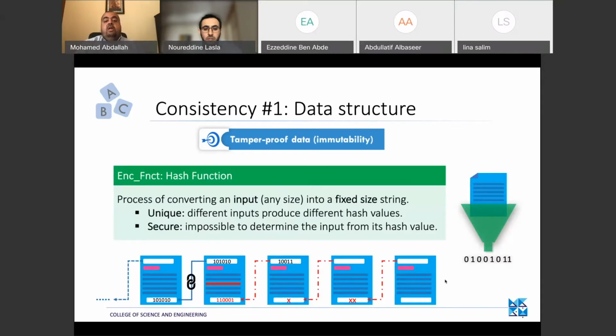Once I change the transaction ID, it will affect its block ID. The block ID will change, and then this block ID will be propagated to the second block, and it will affect the new block ID because the new block ID is a function of the previous block ID, and this will be propagated over all the blockchain.